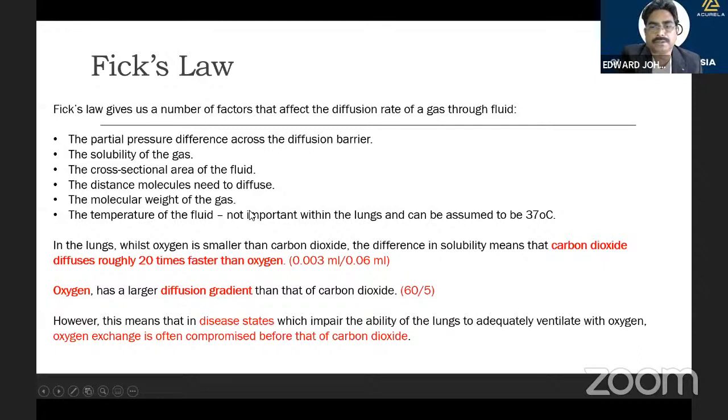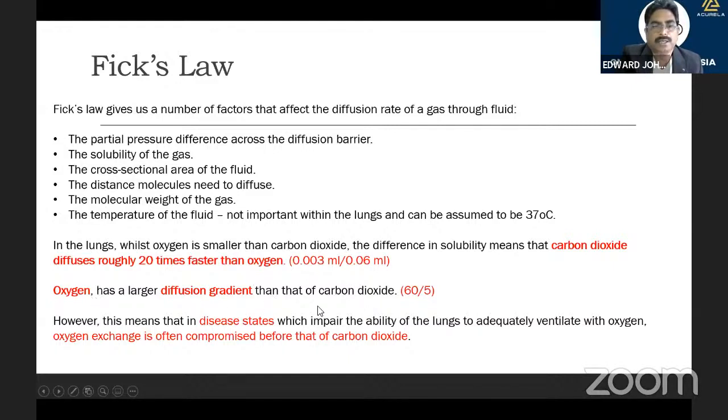Then the molecular weight of the gas. Oxygen is a small gas. It has a molecular weight of 32; 16 is the atomic weight of a single oxygen atom. Then the temperature of the fluid, you need not worry about it because the body temperature is 37 degrees. Then in the lung, carbon dioxide has a high diffusion solubility, about 20 times that of oxygen. The solubility coefficient of oxygen is 0.003 ml and the solubility coefficient of carbon dioxide is 0.06 ml. Even though oxygen is a smaller molecule, carbon dioxide moves faster because the solubility of carbon dioxide is higher than oxygen.